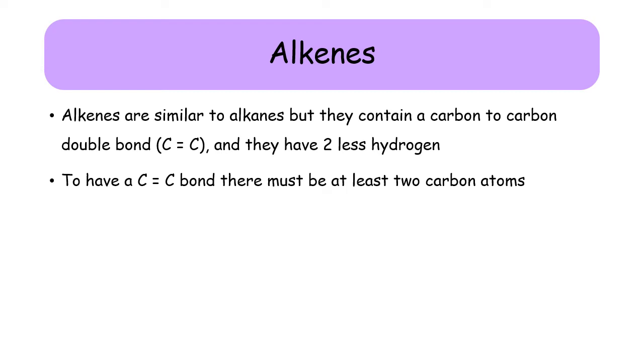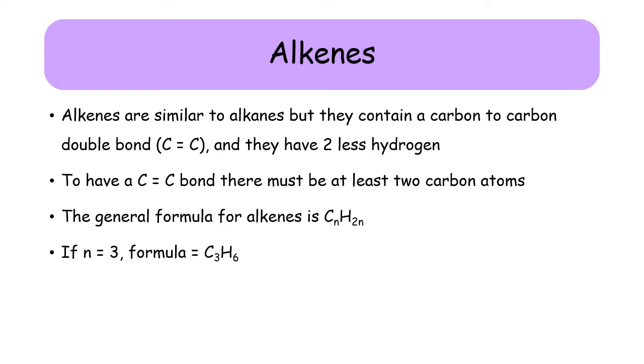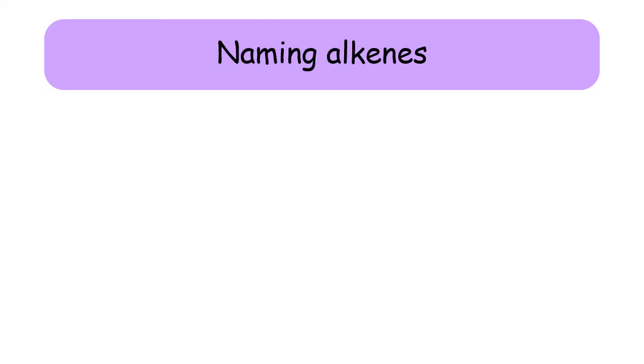So there are no alkenes that contain only one carbon. And the general formula for alkenes is simpler than for alkanes. It's just CnH2n. However many carbons there are, you have double the number of hydrogens. So if there are 3 carbons, you would have 6 hydrogens, and you'd be C3H6. If there were 5 carbons, you would double that, that's 10 hydrogens, so your formula would be C5H10.